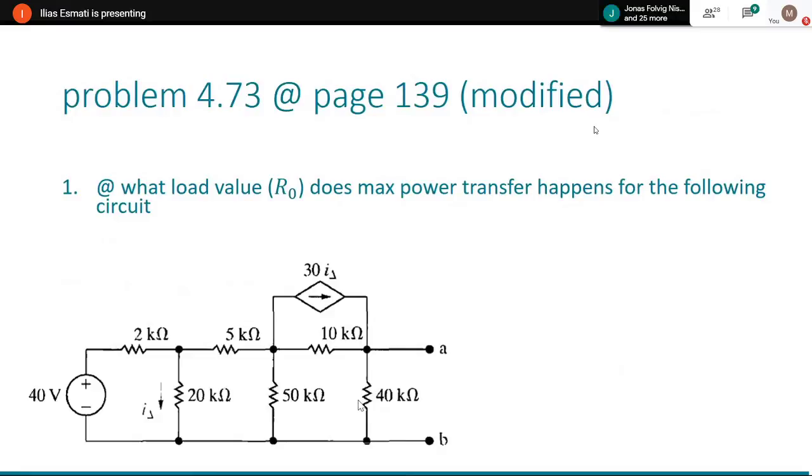So let's take an example. At what load value R0 does maximum power transfer happen for the following circuit? So we have a circuit like this. Looks so crazy, I know. And you say, how can we do that? We have no chance. But I would say, no, you can do it. We have all the tools learned by this point.